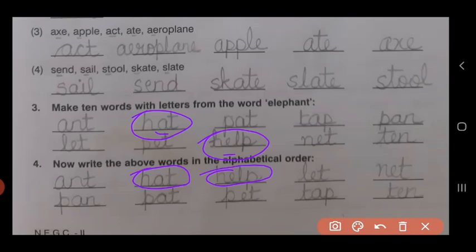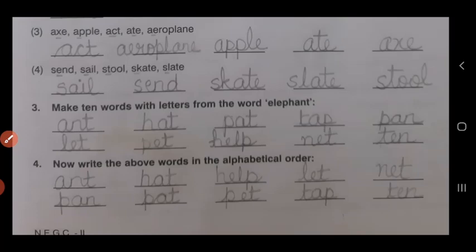So we finished with H. Then comes I, J, K. No new words with them. L. L I have the letter here and the word is let. So next I write let. M I do not have any word. N I have net. So next is net. O I don't have any word.